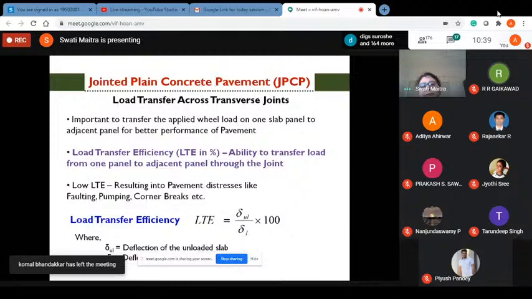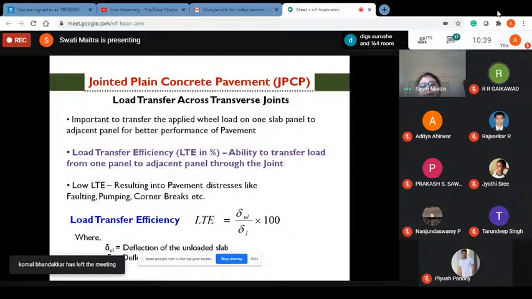transverse and longitudinal direction. Dowel bars, depending on the slab thickness, vary from 30 to 40 millimeter in diameter. Length is also 300 to 400 millimeter, and spacing 250 to 300 millimeter. You have to design the dowel bar accordingly, but the range is like this.